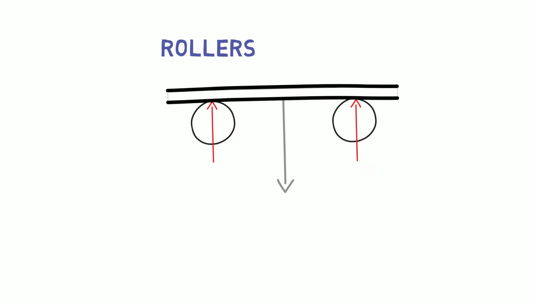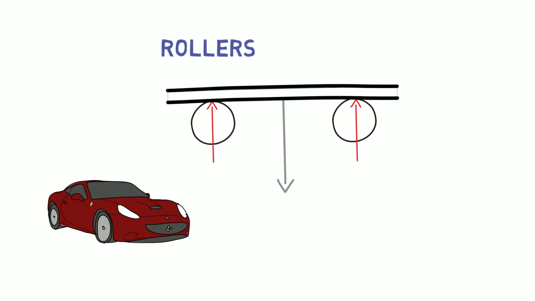The use of such roller supports can be seen in a lot of cases, such as the traditional method of carrying heavy objects on big logs of wood, or in the modern world, an automobile or a roller skate.